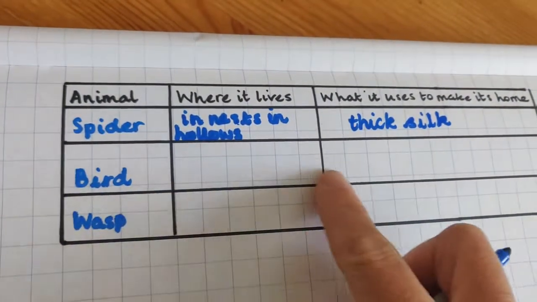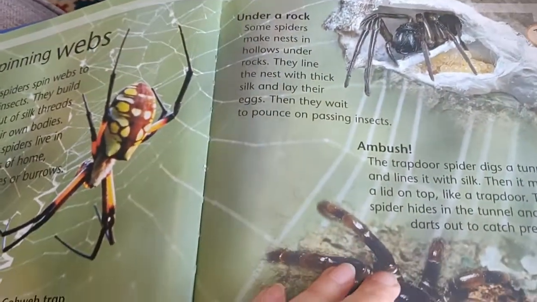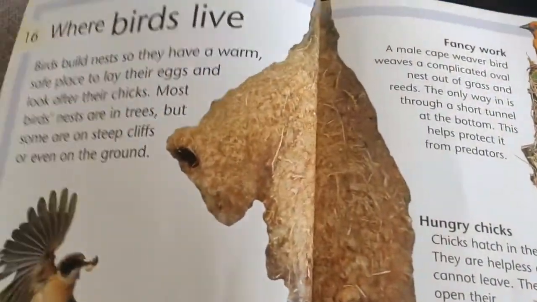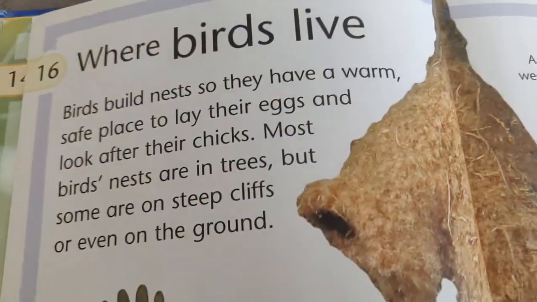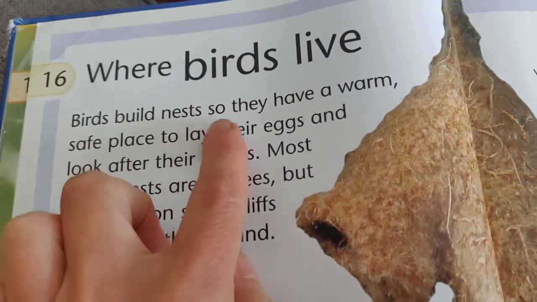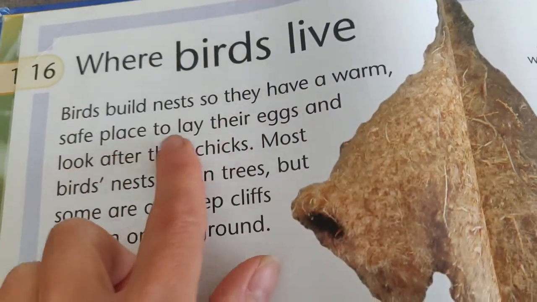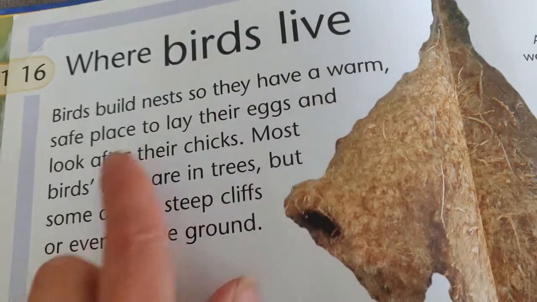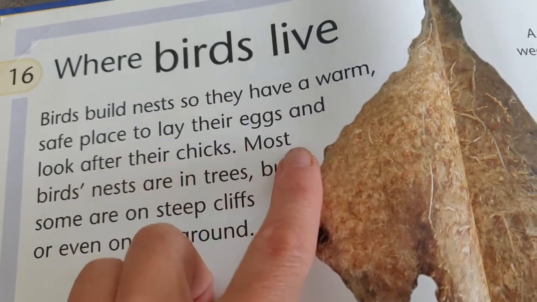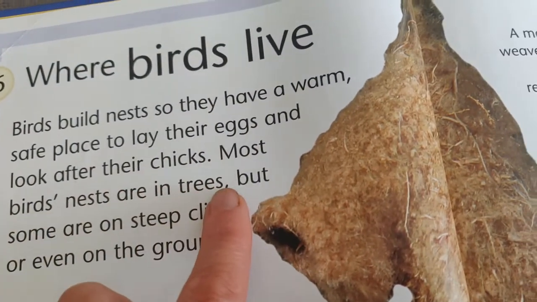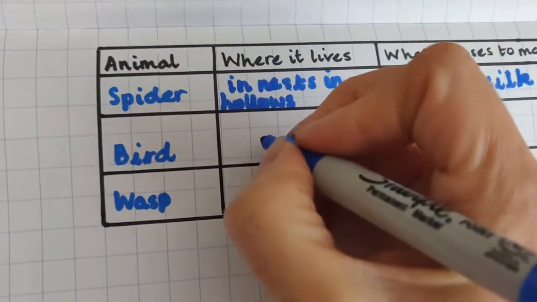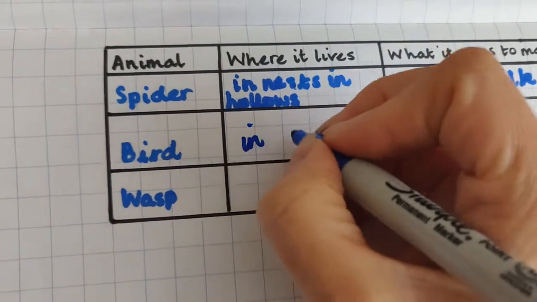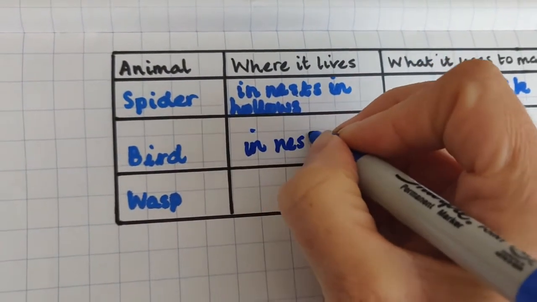Now, the next row is asking me about birds. I'm going to need to turn to a different page because it's not information about spiders anymore, it's information about birds. So where it lives. So birds build nests, so they have a warm, safe place to lay their eggs and look after their chicks. Most birds' nests are in trees. So we know now that a bird, where it lives, in nests.